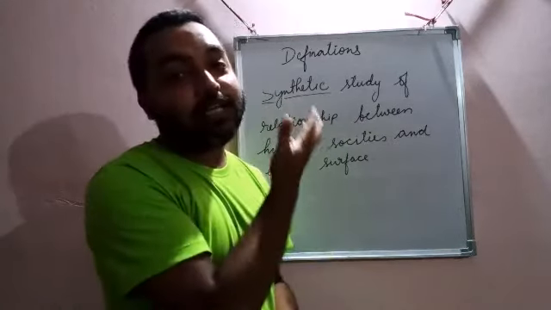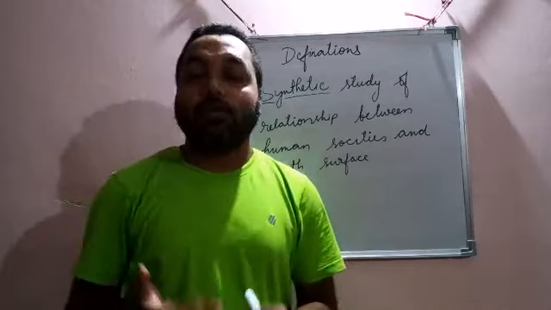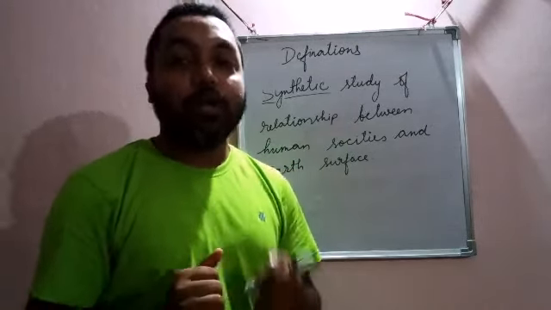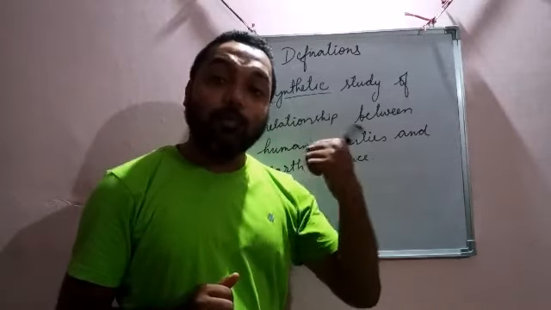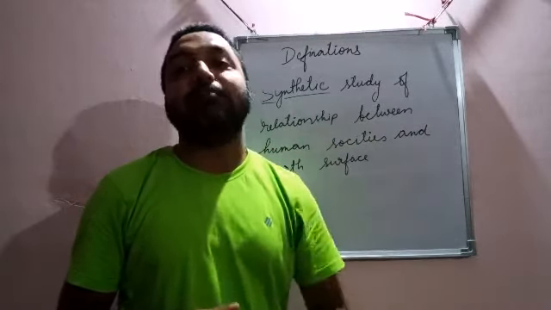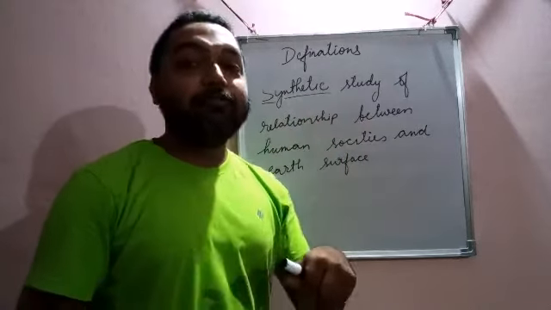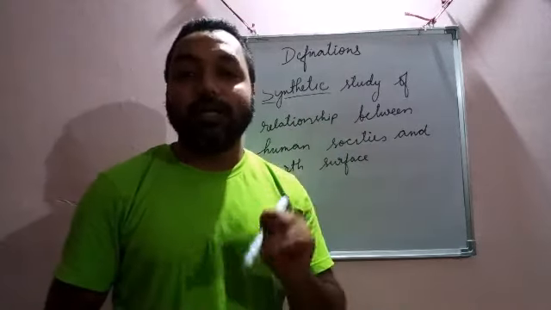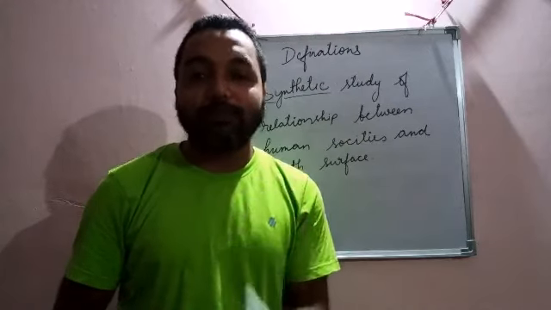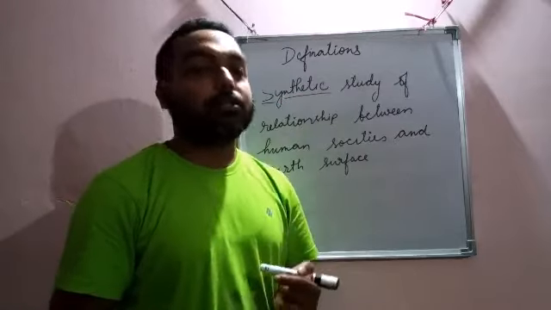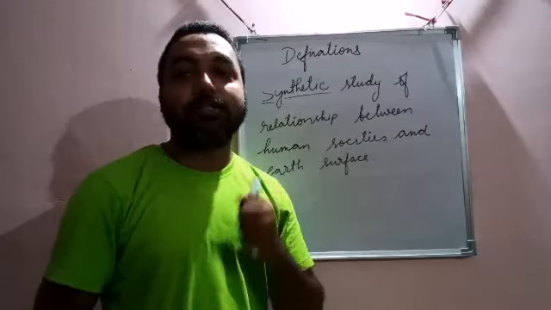We have started studying human geography now, or we have started studying the relationship between man and environment now. But the relationship was there when the human being first came to this earth. So the study that we do is artificial. It is not natural. We do it artificially, but the relationship exists from the very past. This is the synthetic word in this definition.